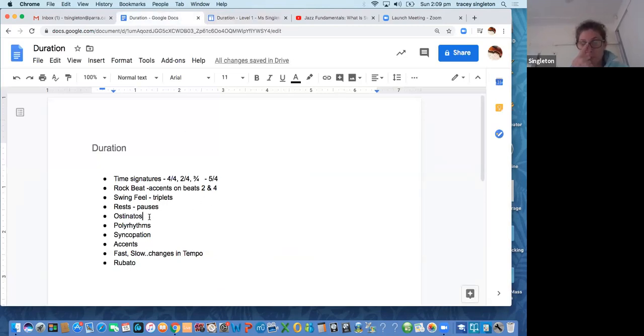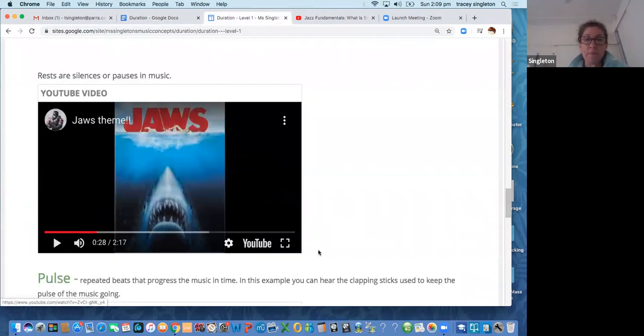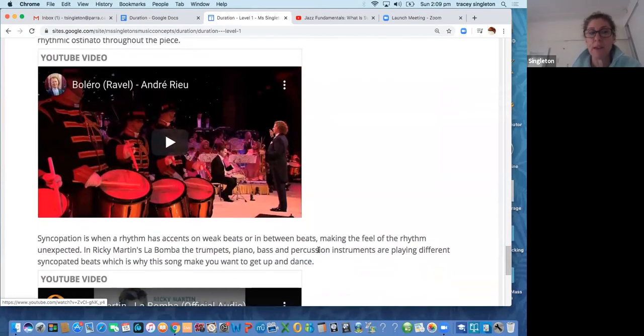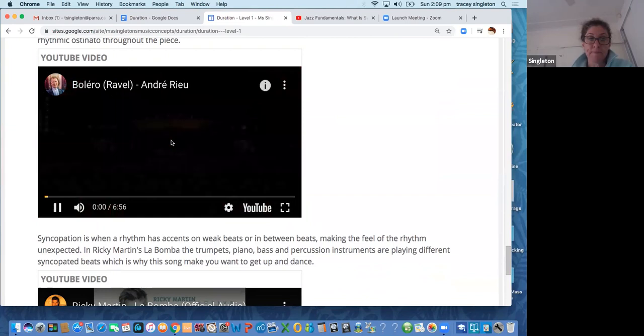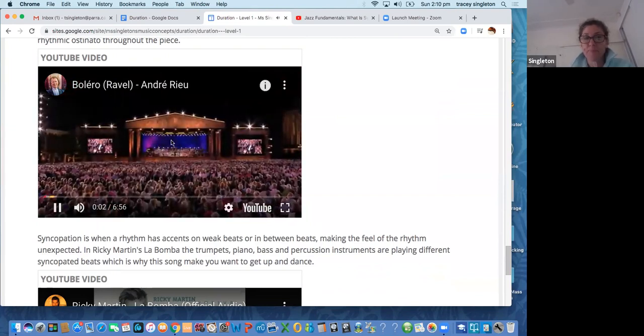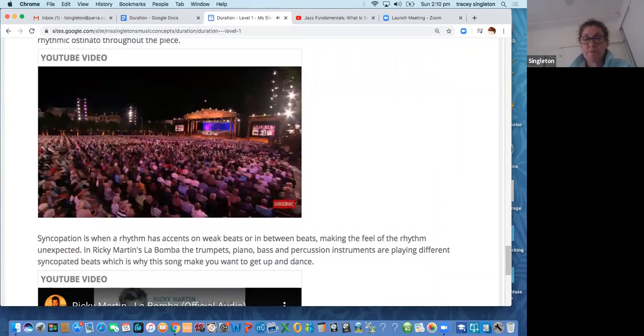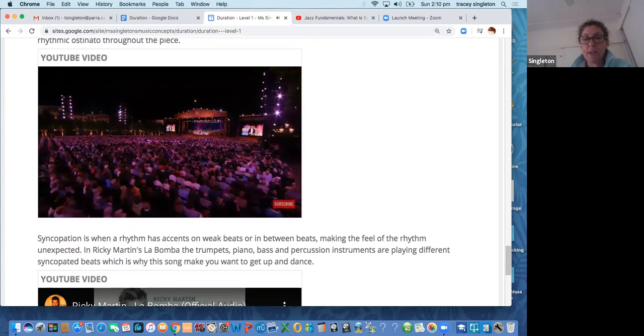Ostinatos. An ostinato is when you have a rhythm that is played continuously in a piece of music. We've got an example here by Ravel, and the name of the piece is Bolero. At the beginning, you'll hear someone playing the ostinato rhythm on some drums, and it just keeps continuing all the way through the song. So here it is, you can hear the ostinato.